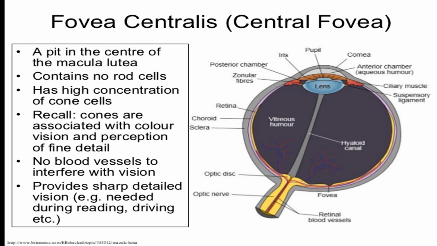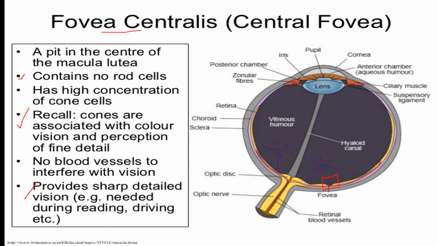Now, the region of the cones responsible for the perception of all the colors is the fovea centralis. It is the pit present in the macula lutea. It contains no rod cells and has a high dispersion of cones. These cones are associated with color vision and perception of fine detail of all the colors. No blood vessels are present in this region to interfere with the vision, and it provides the sharp detailed vision needed during reading or driving, etc. So this region is called the fovea region, which is responsible for keen vision from the eye.